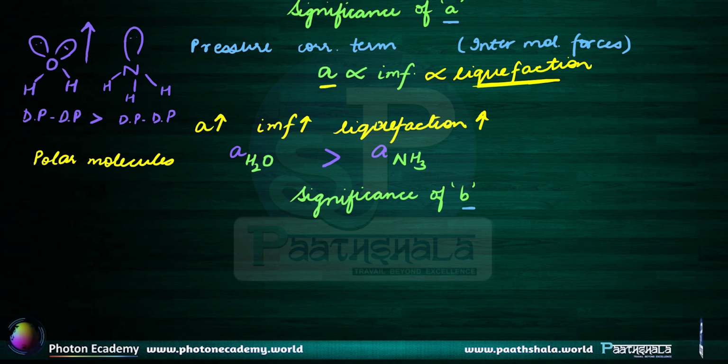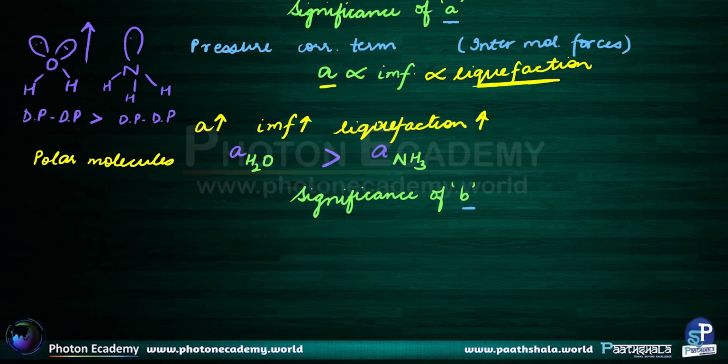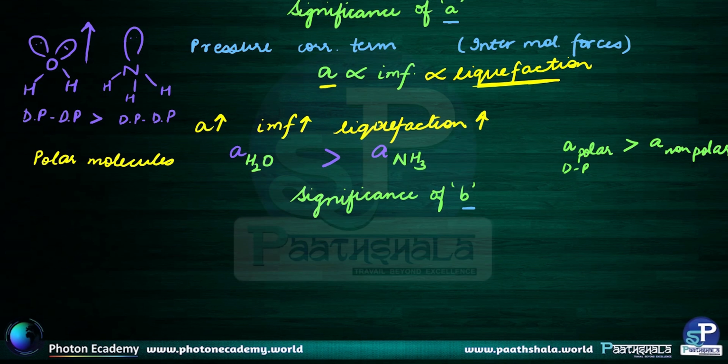Since the intermolecular forces are higher, A of water will be higher than A of ammonia. Similarly, A for any polar molecule will be greater than A for a non-polar molecule. Why? Because for a polar molecule, the force of attraction will be dipole-dipole. However, for a non-polar molecule, it would be van der Waals forces, which are weaker than the dipole forces.